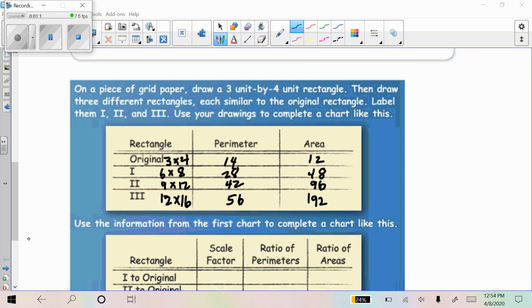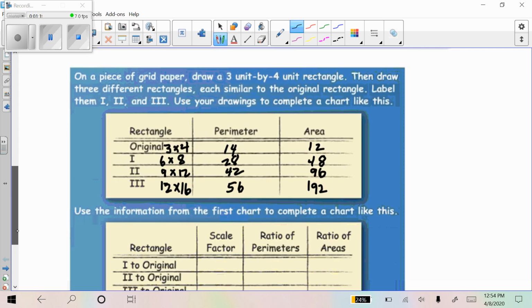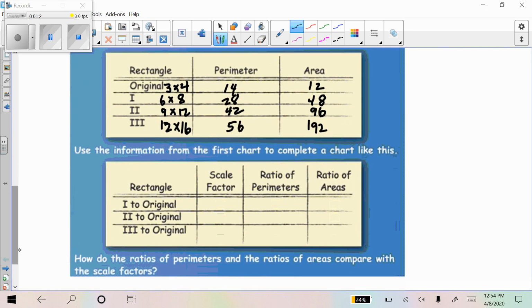Now notice that there's something going on with the areas. So let's look at the scale factors of each of the ones we created to the original. The scale factor from 1 to the original would be 6 to 3, 8 to 4, but in lowest terms 2 to 1. 2 to the original would be 3 to 1. And the third one to the original would be 4 to 1.